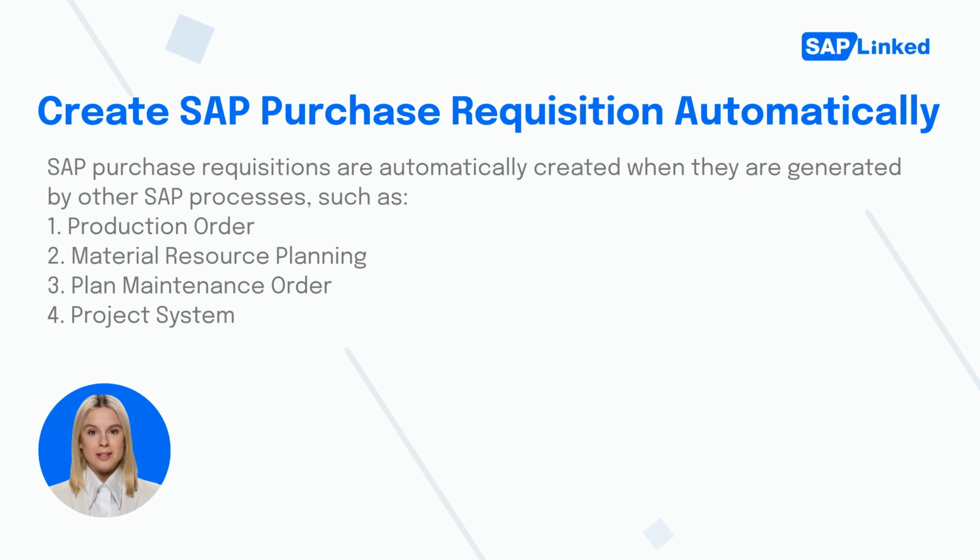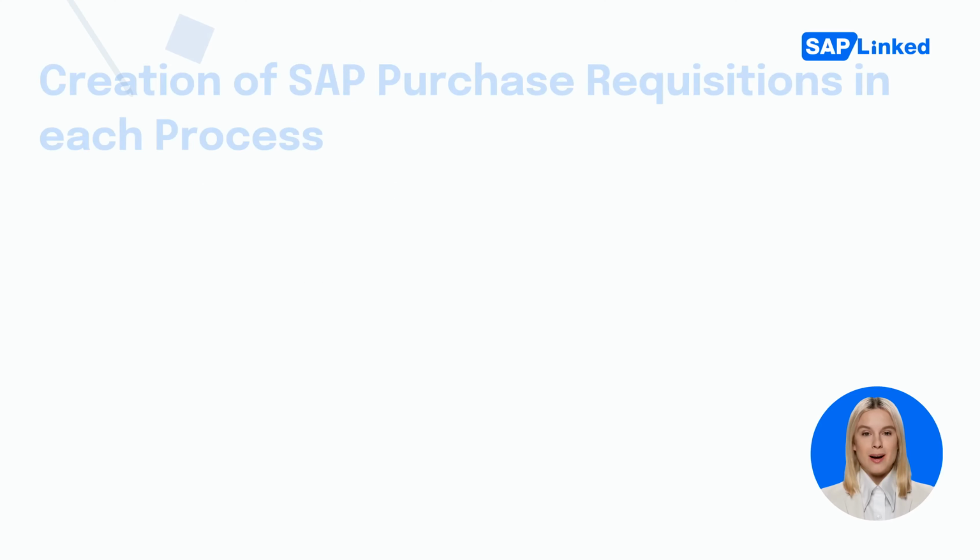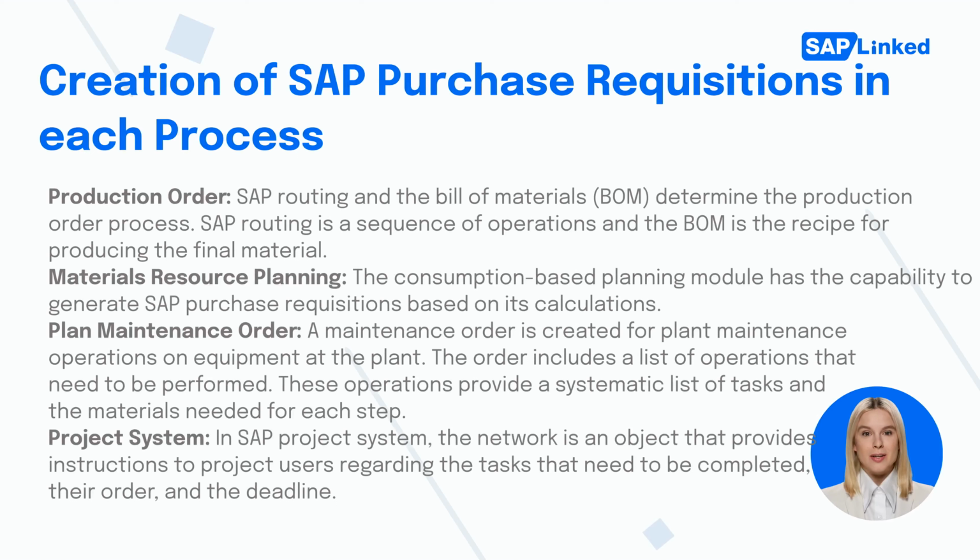SAP purchase requisitions are automatically created when they are generated by other SAP processes, such as 1. Production Order, 2. Material Resource Planning, 3. Plan Maintenance Order, 4. Project System. We will now provide a brief description of how SAP purchase requisitions are created in each of these processes.